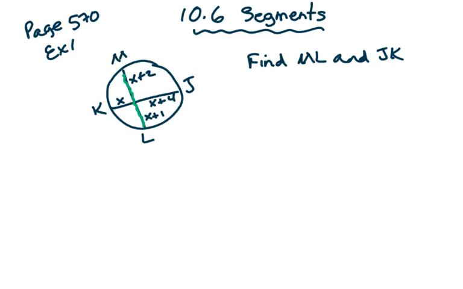All it is, x plus 2 times x plus 1 is going to equal the same as this other line. Let's call him the red one. So it's going to equal this guy. So we say x times x plus 4.